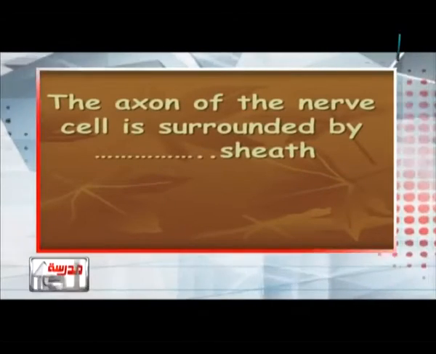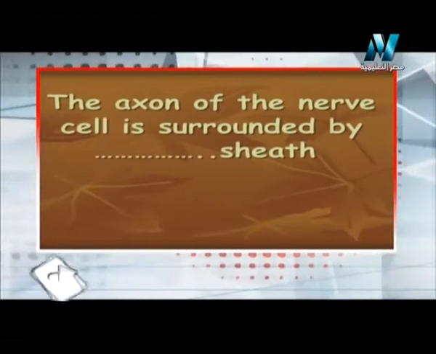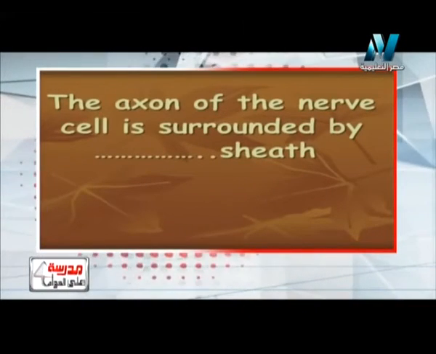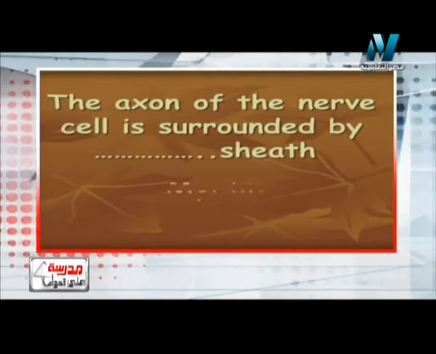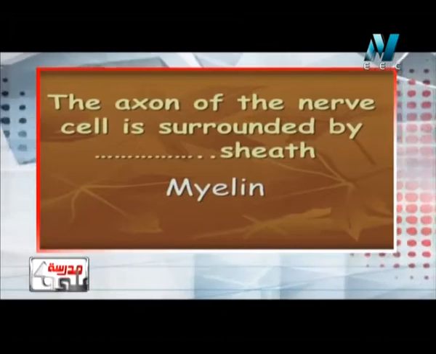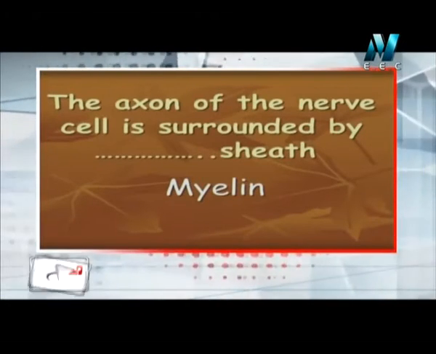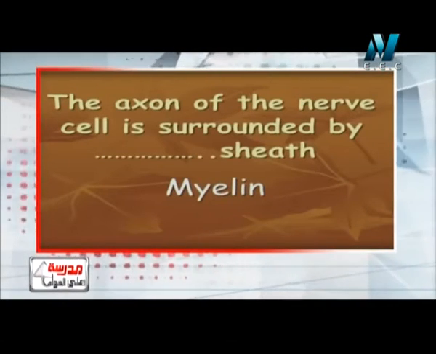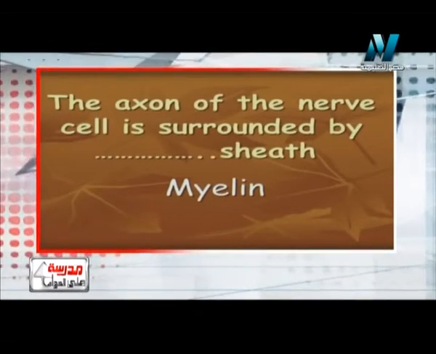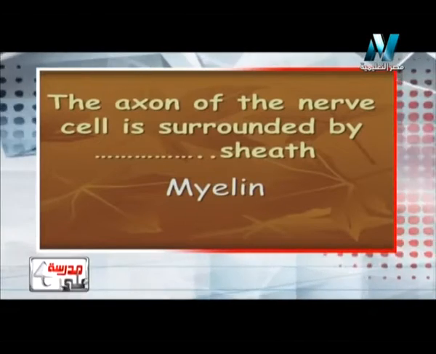Another question. The axon of the nerve cell is surrounded by what sheath? I think the axon is surrounded by the myelin sheath, which is a fatty layer that covers the axon of the nerve cell.